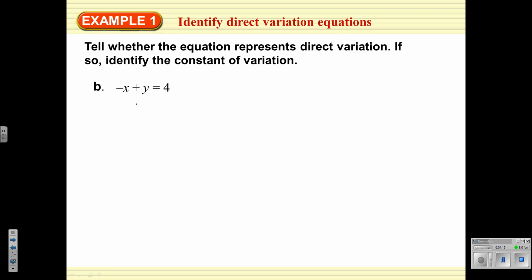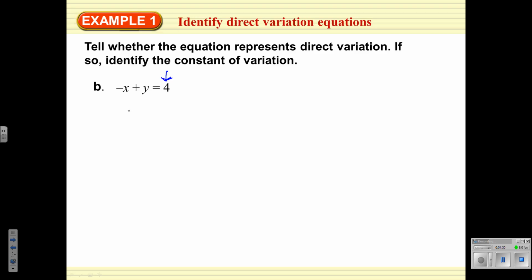This time we have negative x plus y equals 4. Right here is a tell that might mean it's not going to be a direct variation. It may not be. We have a constant right there instead of a 0.